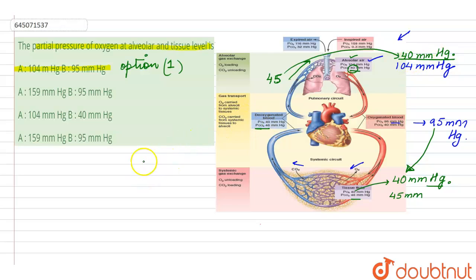So these gases always move according to the partial pressure. It is going to move from a higher partial pressure to the lower partial pressure wherever it may be, whether it is at the alveolar level or at the tissue level. The other options given here are the wrong options, because 159 mm of mercury is the partial pressure of oxygen in the inspired air which occurs in the atmosphere. So option number 1 is the correct and the most appropriate option for this question. This is all about this query.